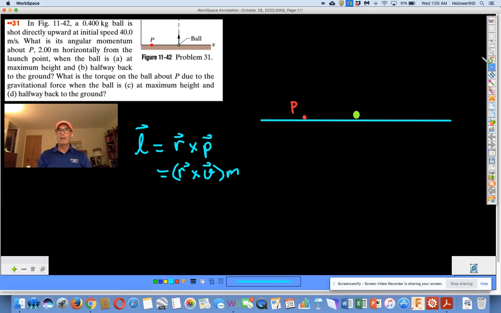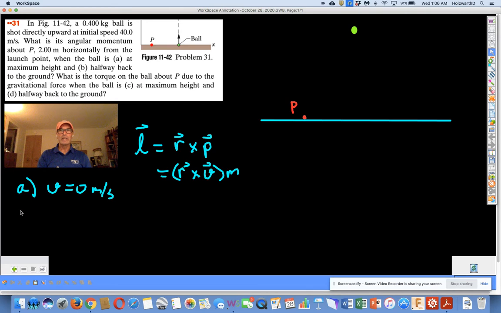Check this out. This ball is going to rise, and then it's going to reach a maximum height. So for part A, if the ball reaches maximum height, what's its speed? It should be obvious. At max height, its speed is 0. So what does that say about the angular momentum of the particle when it's at the maximum height?